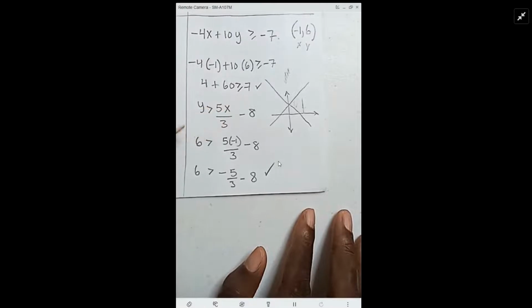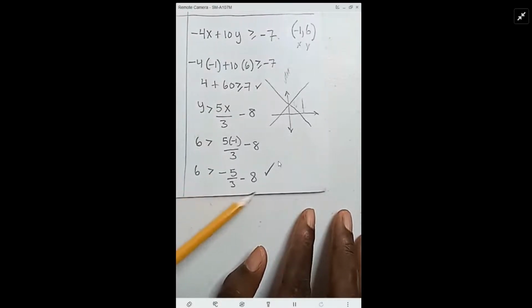That checks out. For the second equation, this one's a little harder because we have this fraction, but I'm going to show you a little trick to make it easier for you. Y is greater than 5/3 x minus 8. So x is negative 1. Plug in a negative 1. 5 times a negative 1 is negative 5/3, minus 8. Well, we see 6 is a positive number. Both of these are negative. There's no way that if we add these together, it's going to be greater than 6.